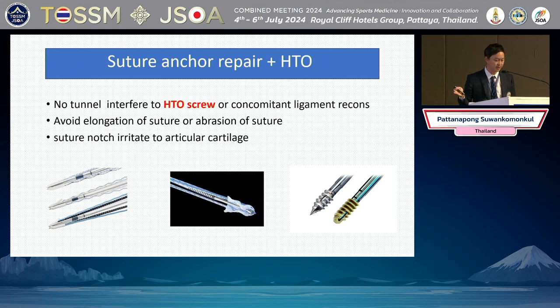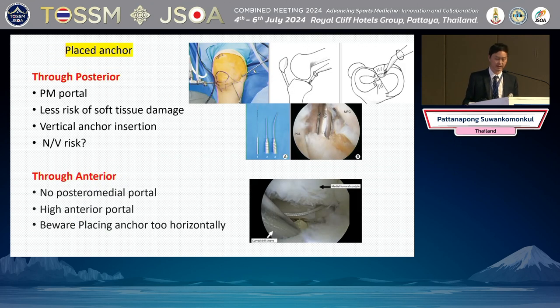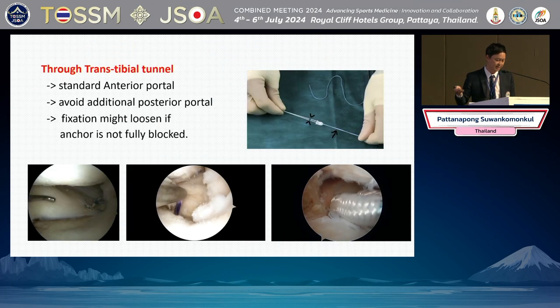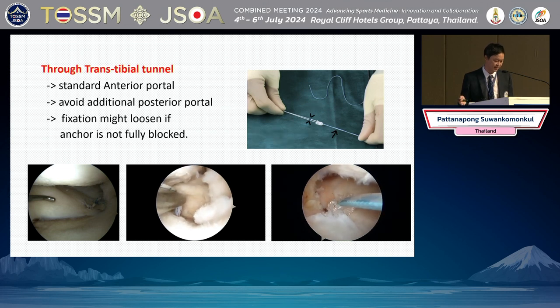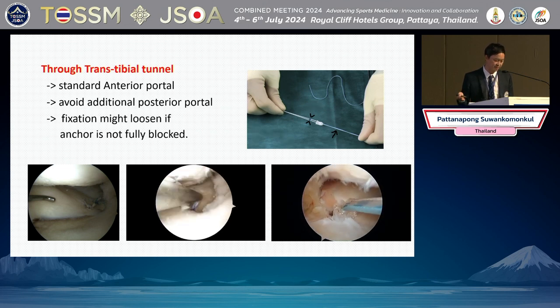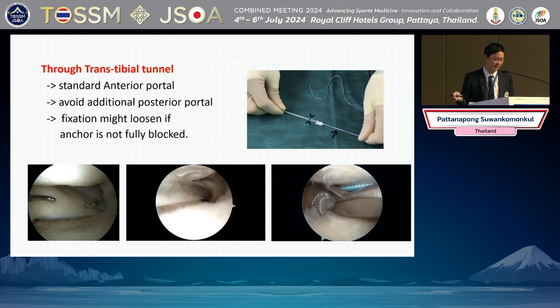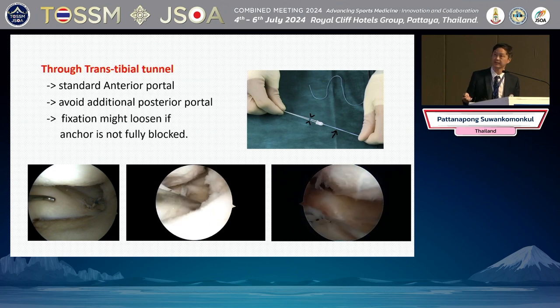So for the anchor suture, this one is maybe very beneficial. Okay, no tunnel jamming and no interference with the screw. And elongation of the suture does not happen. So you can do the standard anterior portal and don't need a posterior portal. Okay, thank you.